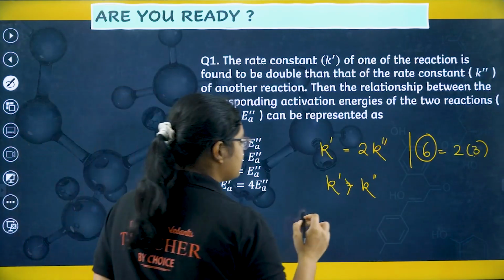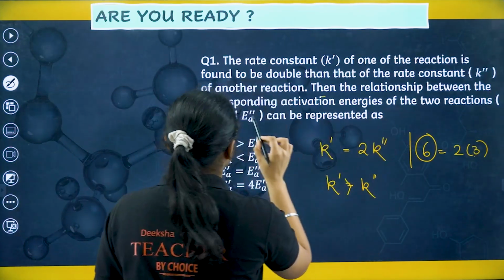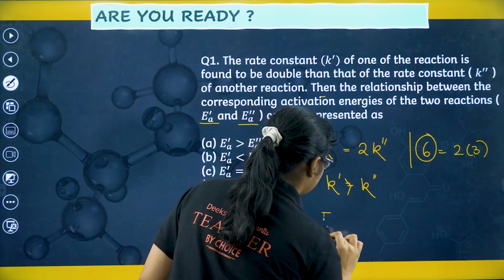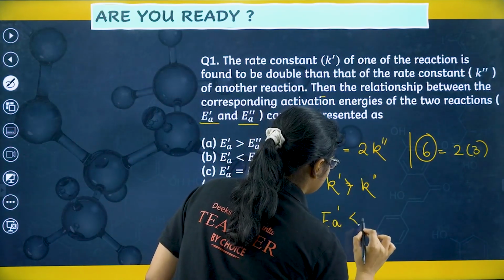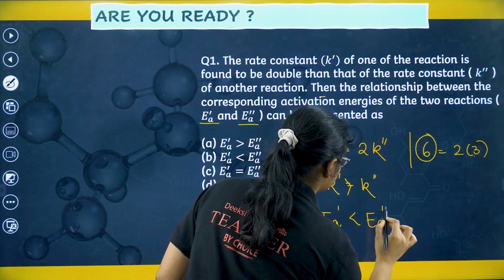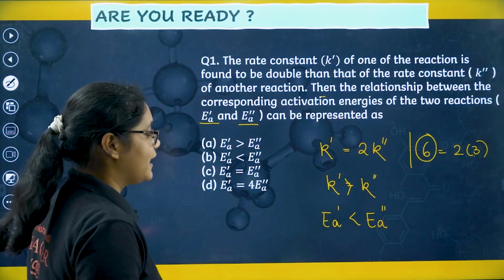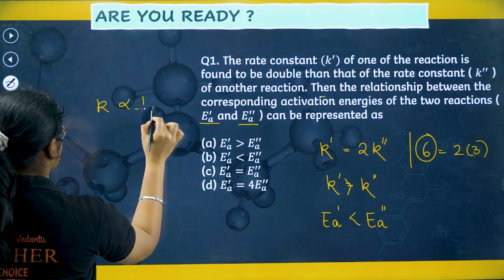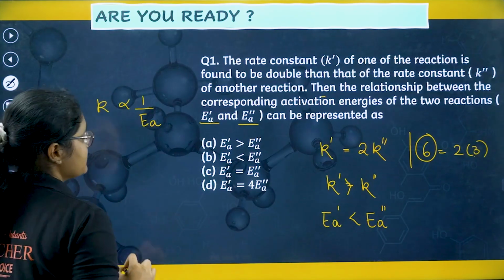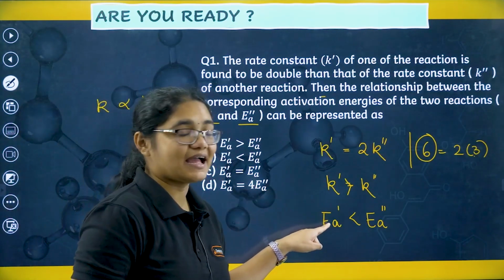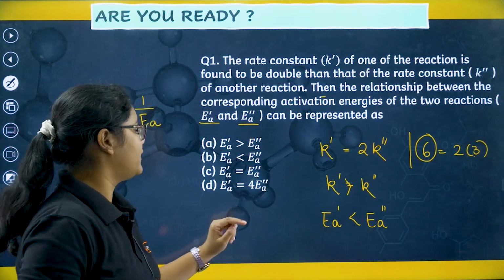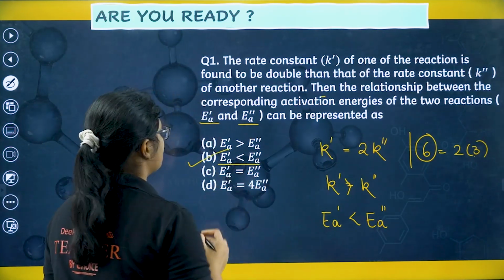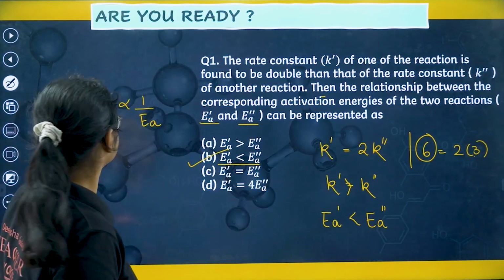Now if I talk about activation energy, the relationship between the corresponding activation energies of the two reactions, obviously EA dash will be less than EA double dash. Why is that? We have studied that K, the rate constant, is inversely related to activation energy. If the rate constant is high, its activation energy will be less, right? So EA dash will be less than EA double dash. That is option number B here.